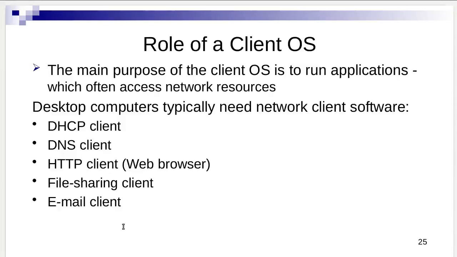So the main purpose of a client operating system is to run applications that the user can use. A lot of these applications these days especially often require network resources. And so you have to be able to connect to a network. So desktop computers typically need network client software like DHCP clients, DNS clients, HTTP clients, which is usually a web browser, but that's not the only way that you can have HTTP clients. You might want to use file sharing so that you can share files in an organization between other people who work side by side with you.